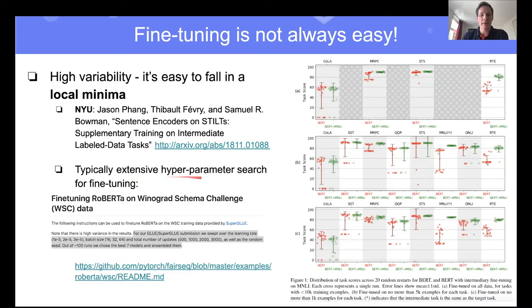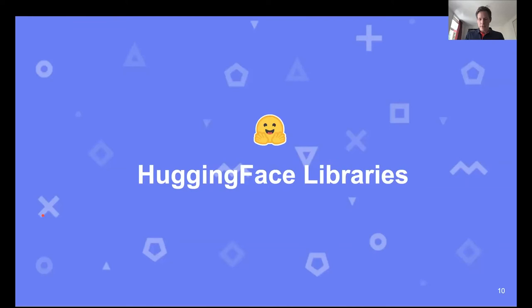And here is one example for RoBERTa. As you can see, for the WSC, the Winograd Schema Challenge, they did a scan over three learning rates, three batch sizes, the total number of updates, and also the seed. So in the end, they got around 100 runs for the hyperparameter search. And so they just chose the 7 best models and ensembled them. So this is actually not trivial to do. And this is why today I will show you how to do this kind of hyperparameter search with Ray, okay?